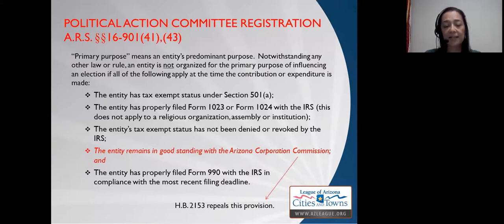And I highlighted the one that has to do with the Arizona Corporation Commission, because House Bill 2153, which again will be effective August 3rd, actually repeals this factor. So there's only going to be 4 that an entity has to consider when they're determining if their primary purpose is influencing an election. You just won't have to worry at all about the factor involving the Corporation Commission.